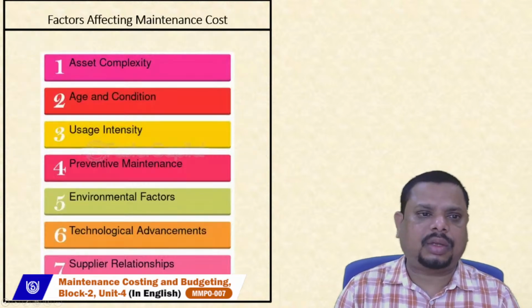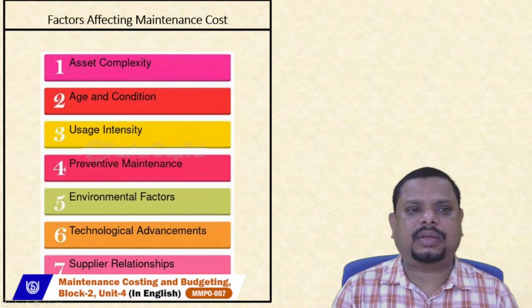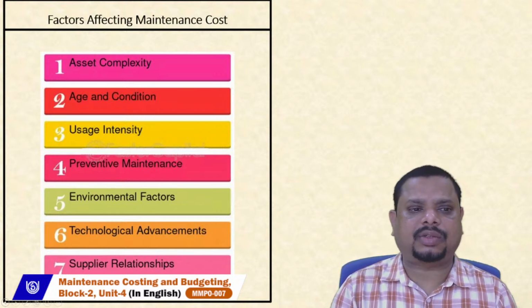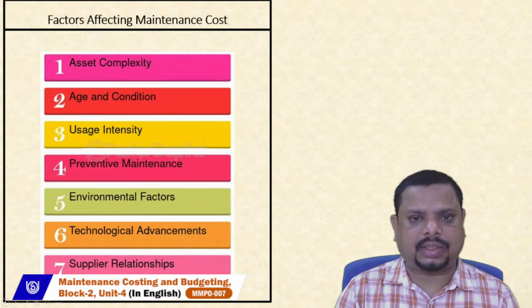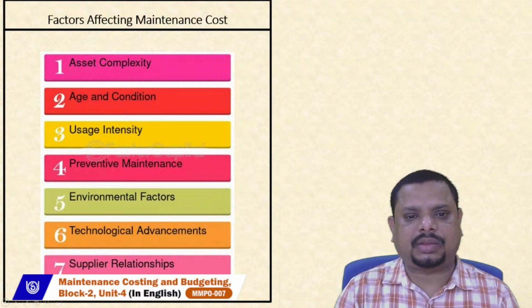Moving to the next one, these are the factors which directly affect the maintenance cost. The first one is asset complexity. In case of asset complexity, for example, a company uses computer numerical control machines.